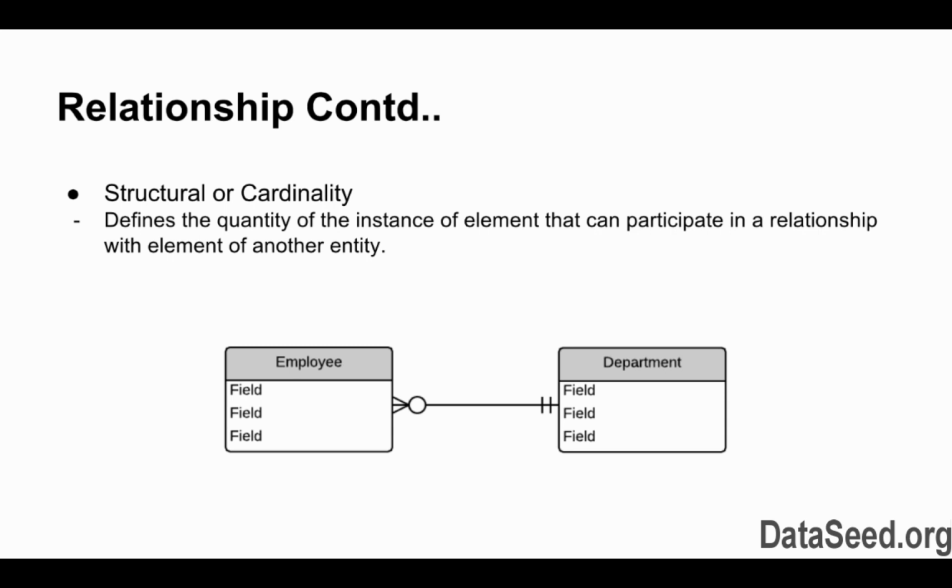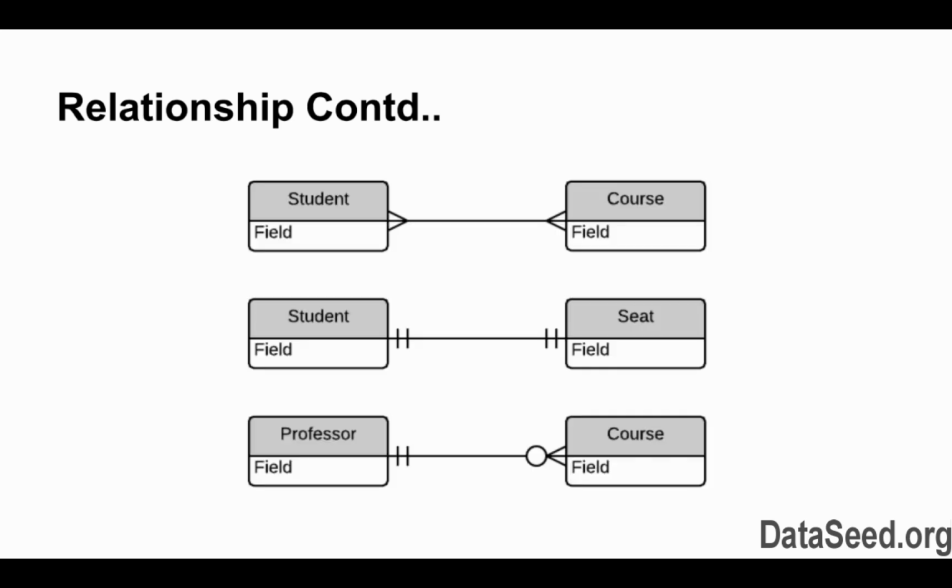Let us look at some more examples. Let us look at the examples from bottom to top. The first one has two entities, professor and course. The crow's feet notation is very similar to the example of employee and department that we just saw. So now you can tell that here the relationship is that a professor can teach 0 or many courses, and a course can have one and only one professor.